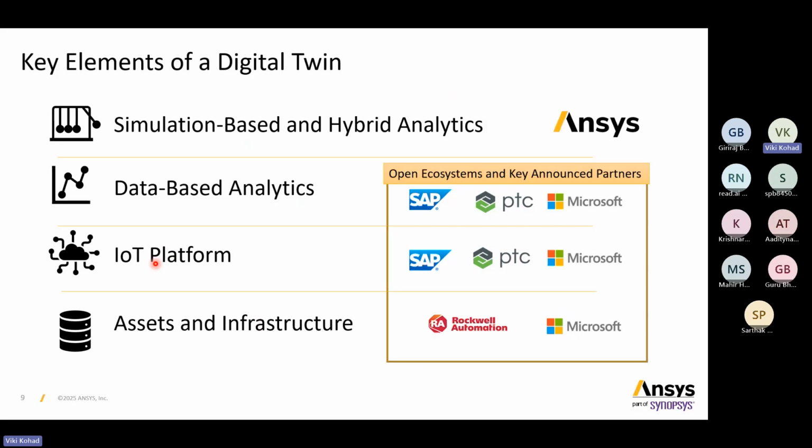Then the future prediction is made. For deploying the data on the IoT platforms, the digital twin partners with SAP, PTC, Microsoft, and Rockwell Automation. So these are the partners of ANSYS digital twin for deploying data on the IoT platform. These are basically the partners for the IoT.